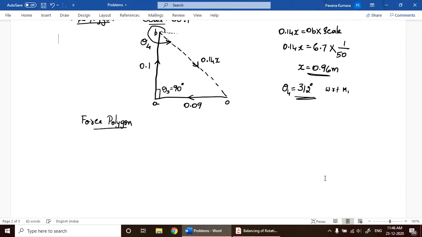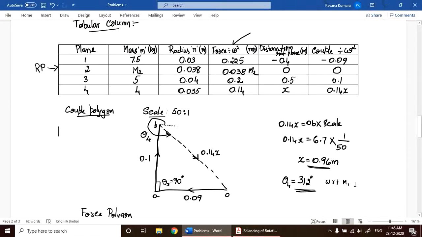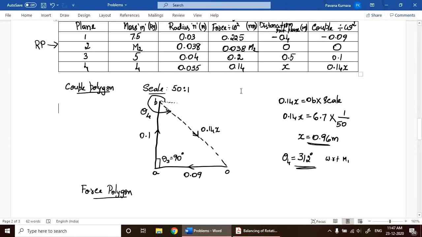So, drawing the force polygon by making use of the force values from the tabular column. You have 0.225, 0.2, 0.14. These are also small values which we need to increase, correct? So we can take a scale of 50:1 again here, the same scale. Okay, so two different diagrams. There is no condition that both scales should be the same. We can take different scales.